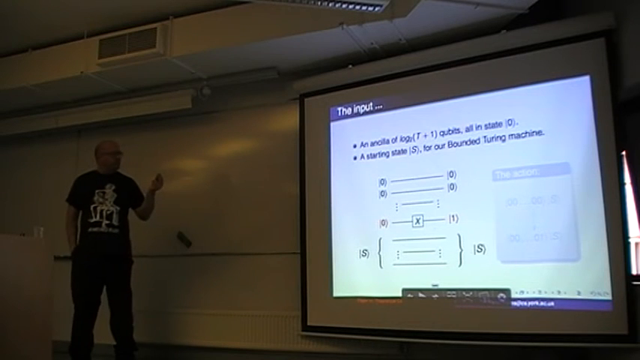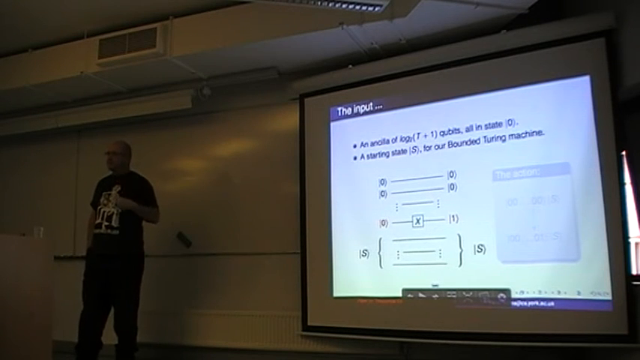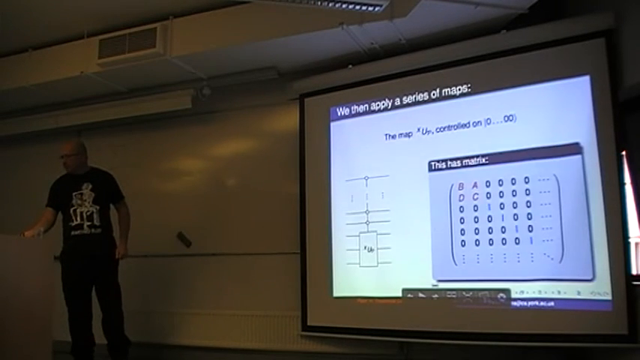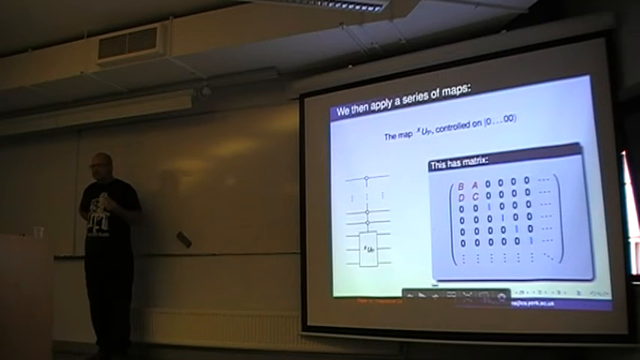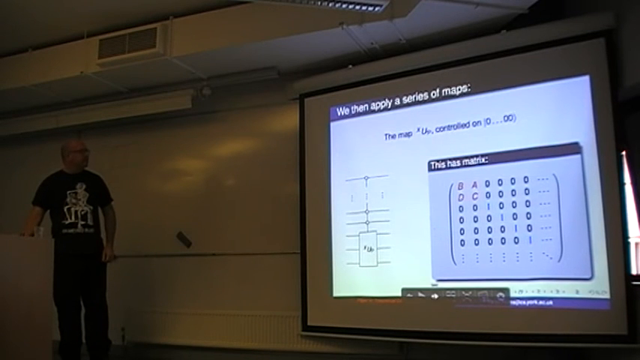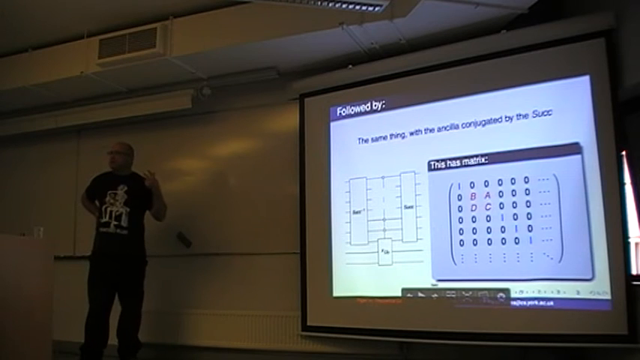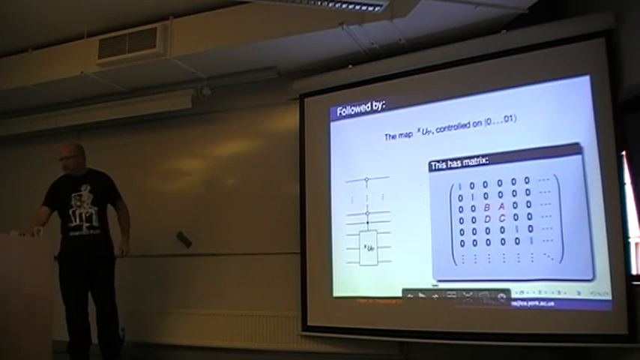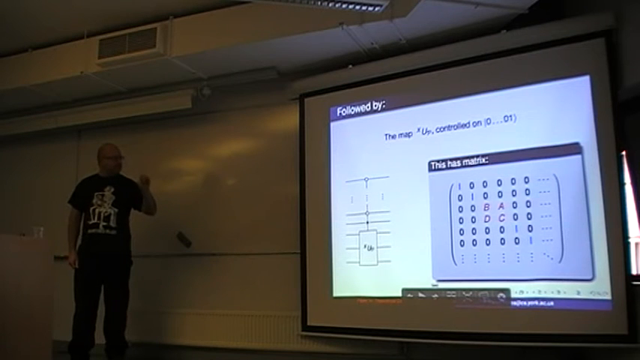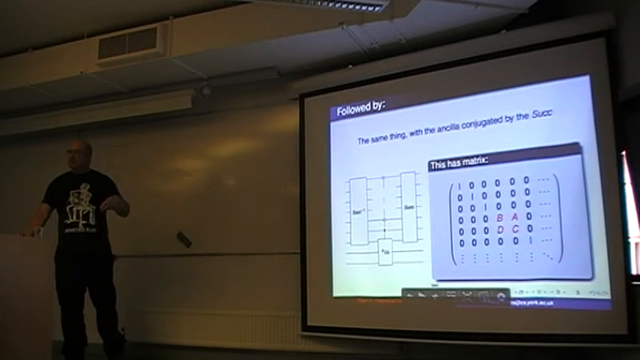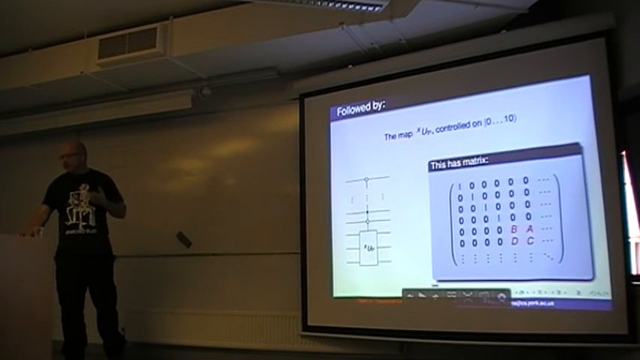First thing we're going to do is apply a NOT to our forwards gear, reverse gear qubit, and that's what's happened so far, not very much. Then we're going to apply a series of controlled maps. So we're going to have this controlled on all zeros, and we're going to have the same thing, but conjugated by the successor map. So instead of moving two steps down the diagonal, we're moving one step down the diagonal. And then we're going to do the same thing, moving two steps down the diagonal, again using a controlled map. Same thing, conjugated by the successor, three steps down the diagonal, etc., etc.